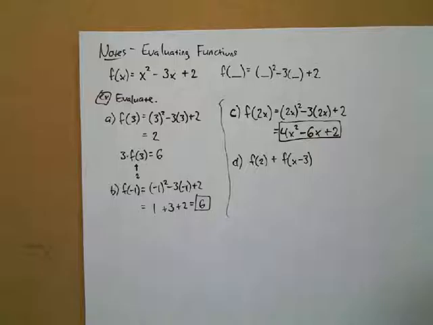Be careful when you square that out. It should be x minus 3 times x minus 3. So multiply that, right? You can't distribute that square over.